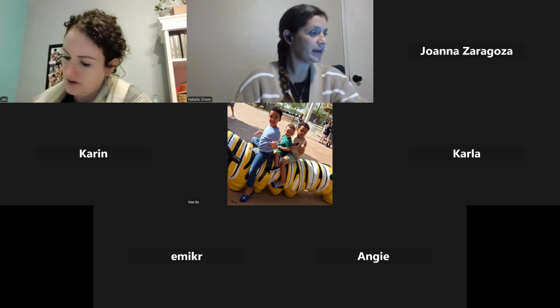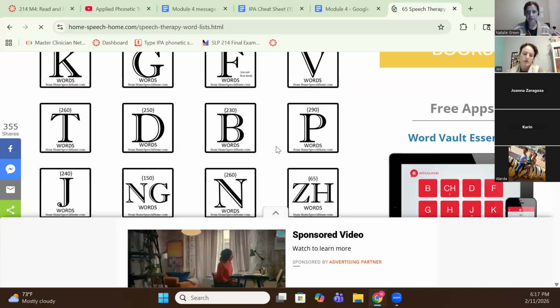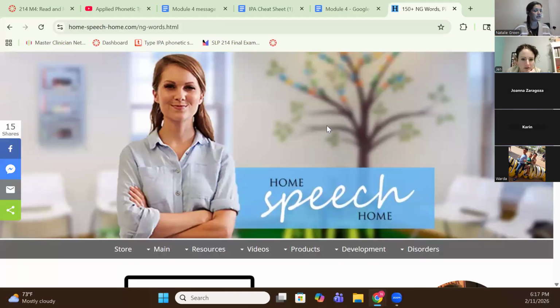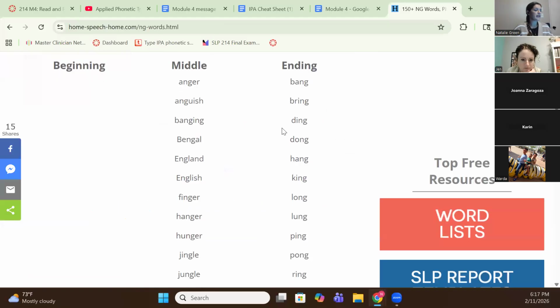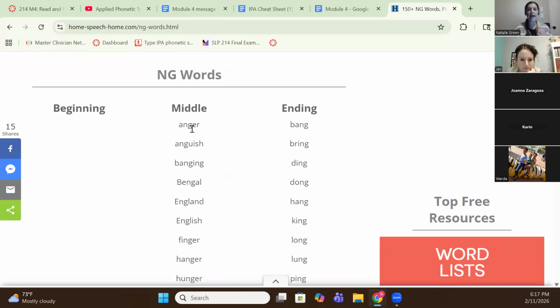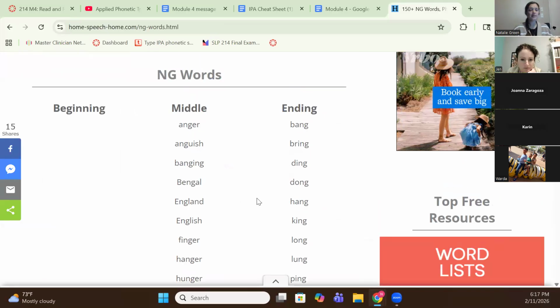What I like is it will give you, at times, an easier way to say all of the sounds, or you can practice them really nicely. Let's say you're really struggling with hearing this sound for our consonants. So we can go in and it says, okay, it doesn't exist at the beginning of words, but it does in the middle. So I can hear it in anger, anguish, banging, bangle, England, English, finger. Okay, and then if we're looking more towards the end, bang.